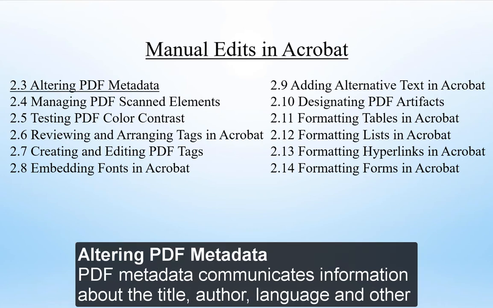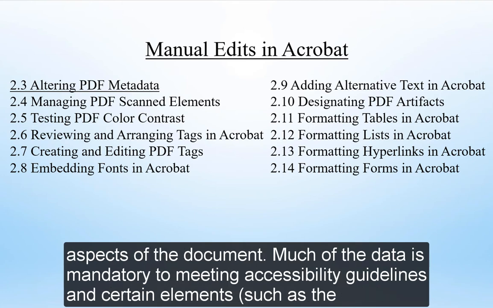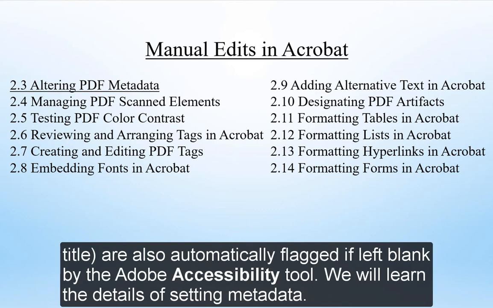Altering PDF metadata. PDF metadata communicates information about the title, author, language, and other aspects of the document. Much of the data is mandatory to meeting accessibility guidelines, and certain elements, such as the title, are also automatically flagged if left blank by the Adobe Accessibility tool. We will learn the details of setting metadata.